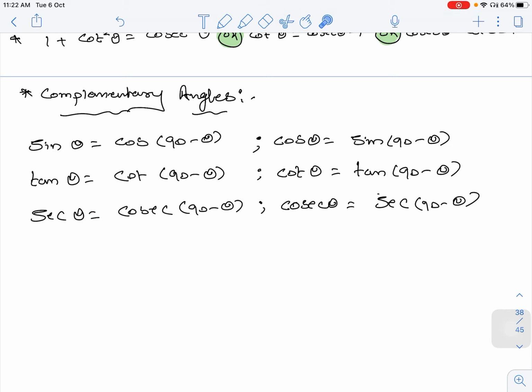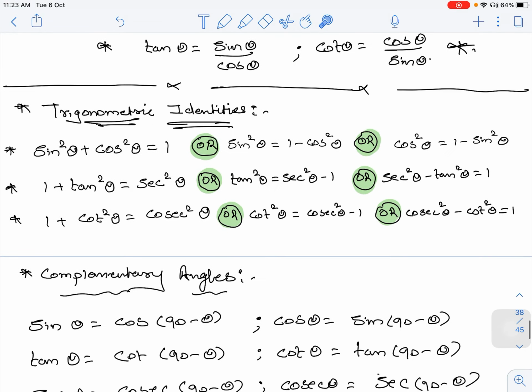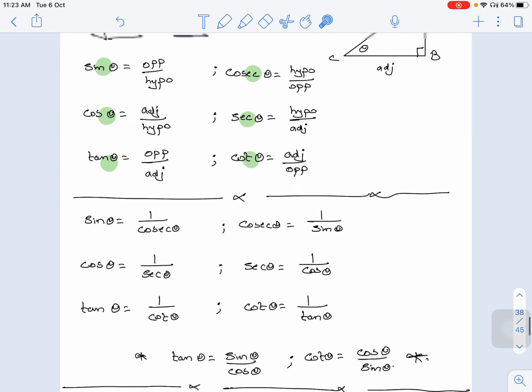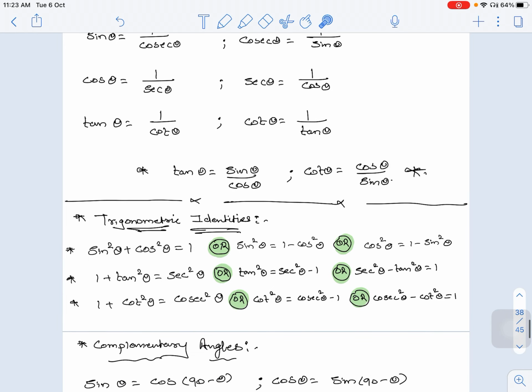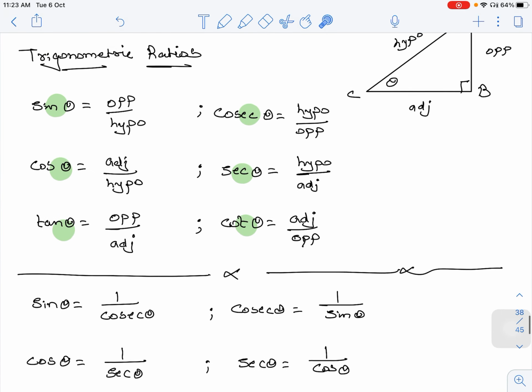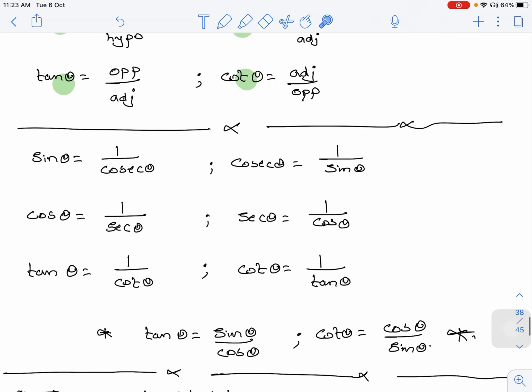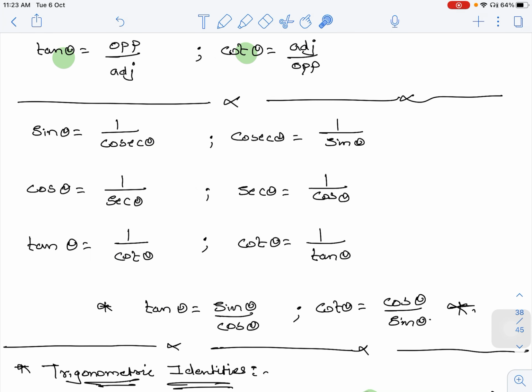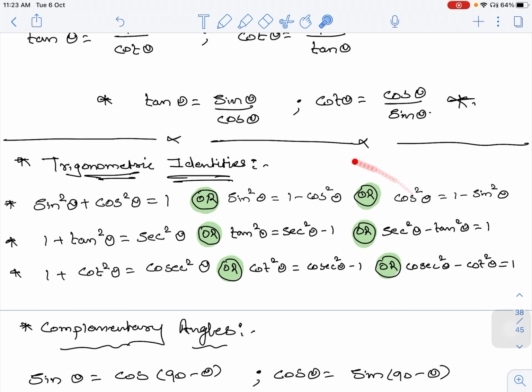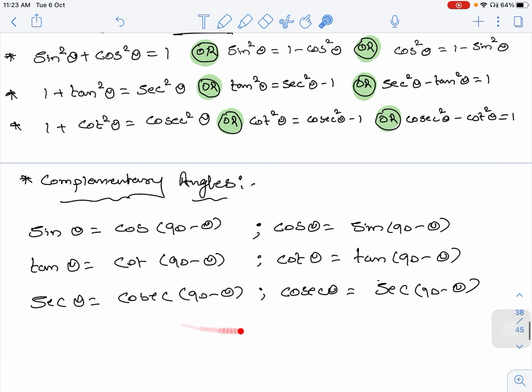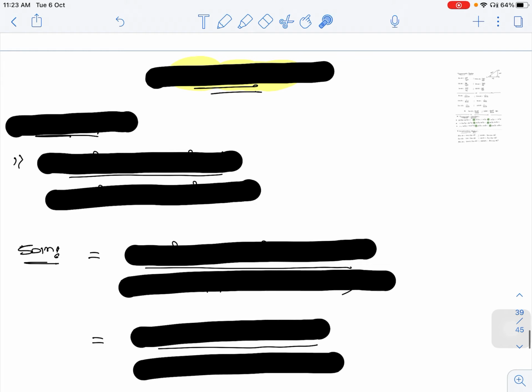Now in the next exercise we are going to deal with all these formulas, which you can see in front of you. We are going to deal with these ratios, the relation of these ratios with each other, trigonometric identities, and complementary angles also. All these things we are going to use in the next exercise. So now let us solve some examples based on this exercise.